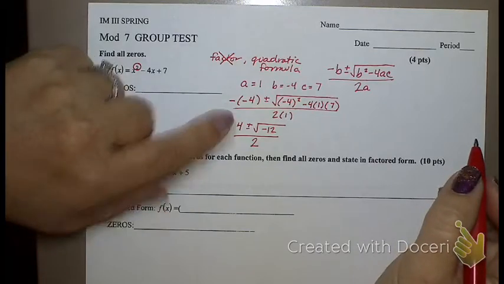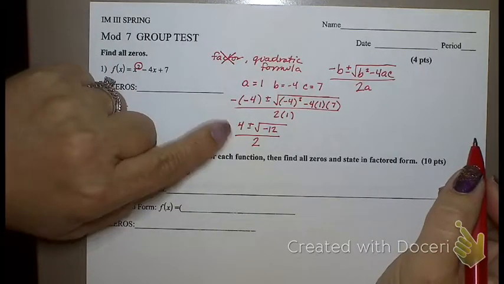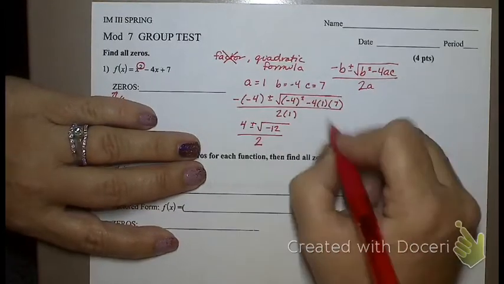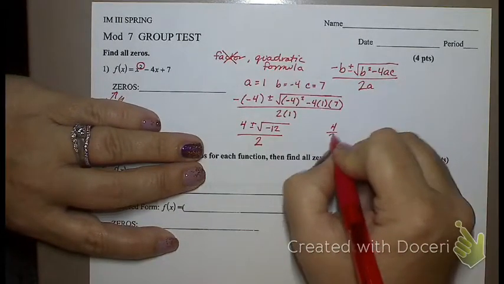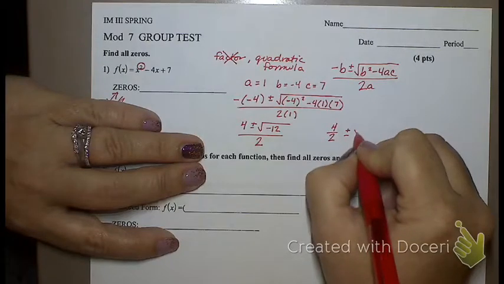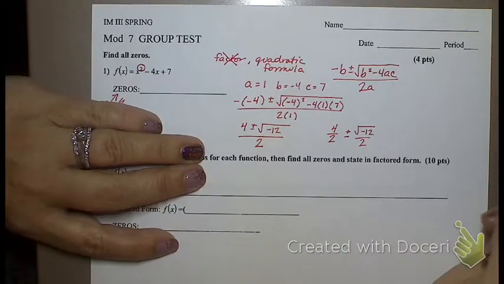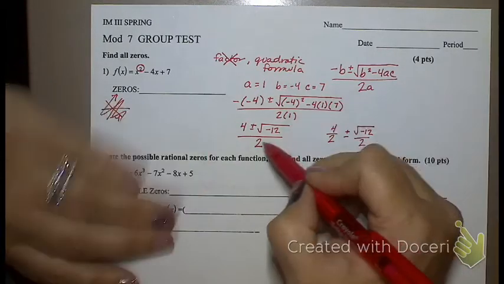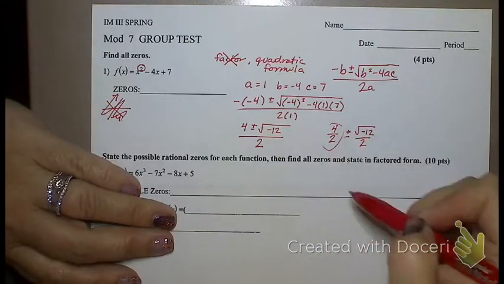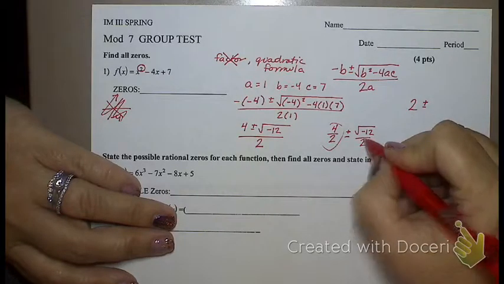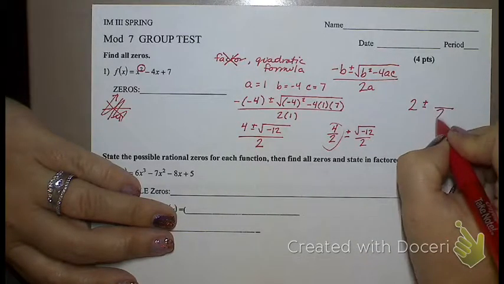Now, as soon as I notice that something's going to reduce, like the 4 and the 2, then what I need to do is I need to split it up. So I'm going to split it up into 4 over 2 plus or minus radical -12 over 2 so that I can simplify each of those separately. What does 4 over 2 become? 2. And then square root of -12. I'm going to leave the 2 on the bottom.